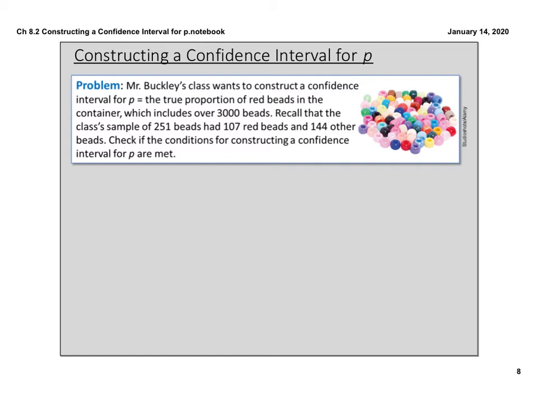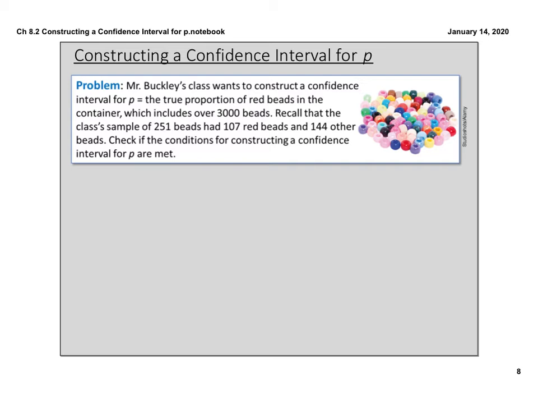All right, so let's just talk about checking the conditions. In this example, it says Mr. Buckley's class wants to construct a confidence interval for p, the true proportion of red beads in a container, which includes over 3,000 beads. Recall that the class's sample of 251 beads had 107 red beads and 144 other beads. This comes from an example that was in the book on a previous day, and we're just going to refer back to this data.